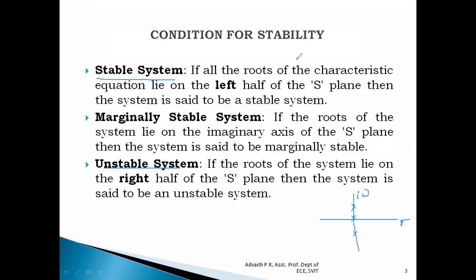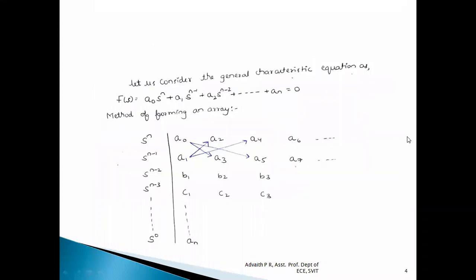Using this basic knowledge, let us try to understand the RH criterion. Let us consider a general characteristic equation given by a0 s to the power of n plus a1 s to the power of n minus 1 plus a2 s to the power of n minus 2, and so on, up till an, which is equal to 0. Whenever a characteristic equation is given to us, we have to form an array, and that array is called the Routh array. To form the Routh array, certain steps have to be followed.